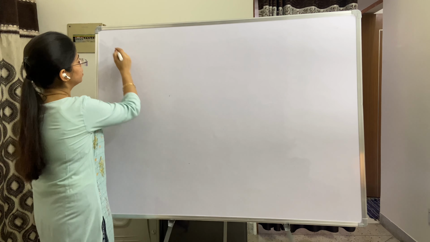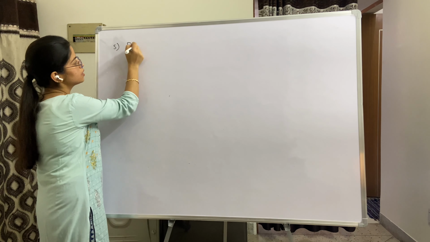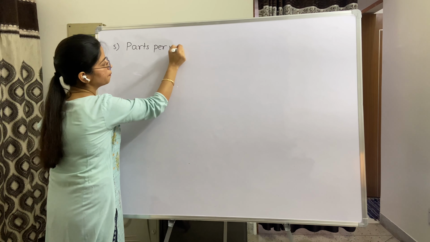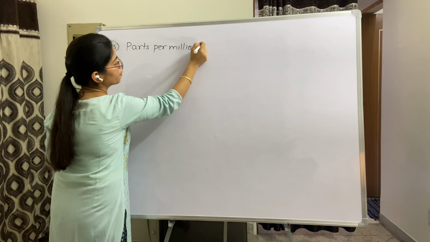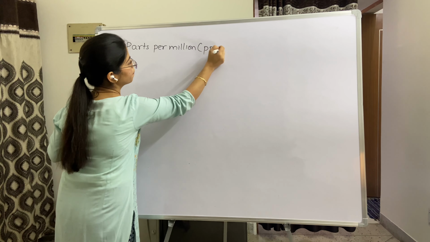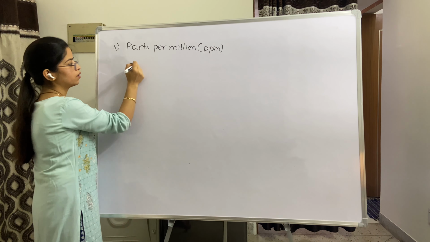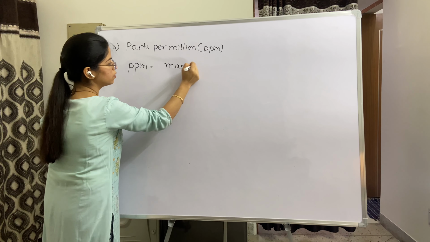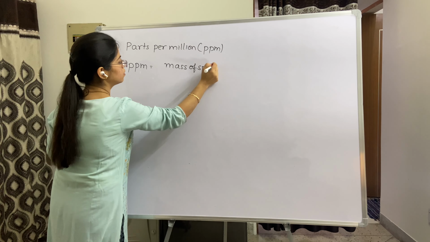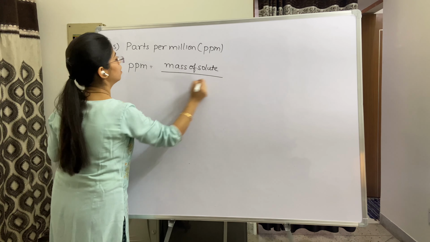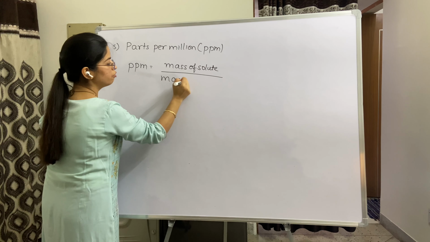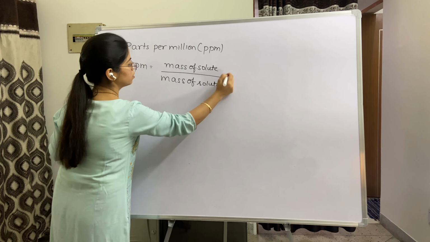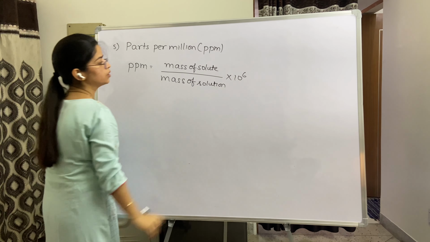So the next method will be parts per million, ppm. This ppm is equal to mass of solute divided by mass of solution, into 10 raised to power 6.